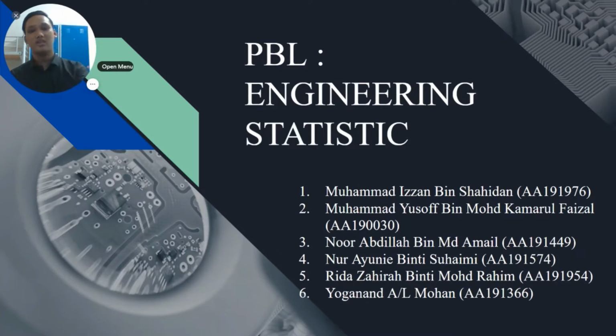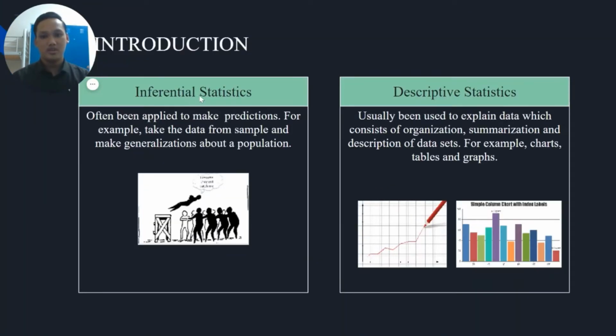And what is statistics? Statistics is the science of collecting, describing or simplifying the data given and also making an inference about the collection of data. There are two statistics. Inferential statistics is often applied to make a prediction, for example, taking the data from the sample and making generalizations about a population. We can see this in chapter 6, which is estimation.